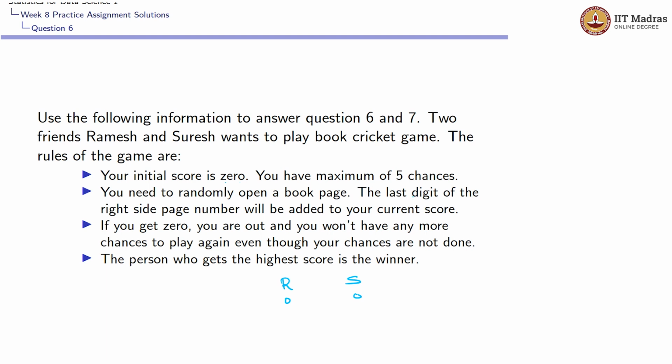You have maximum 5 chances. So Ramesh and Suresh, they have maximum 5 chances. You need to randomly open a book page. The last digit of the right side page number will be added to your current score.